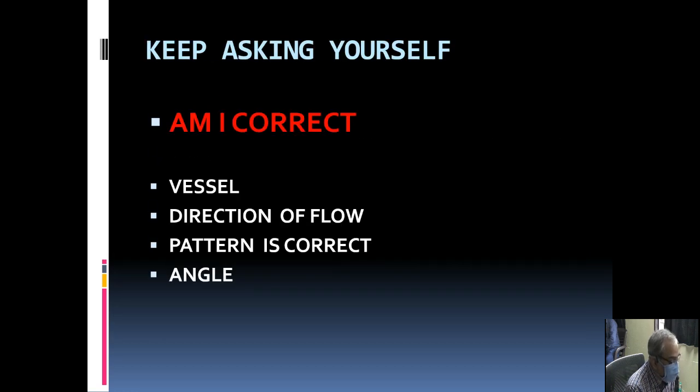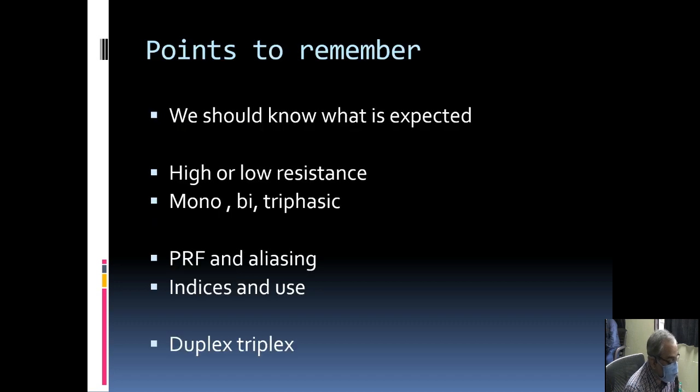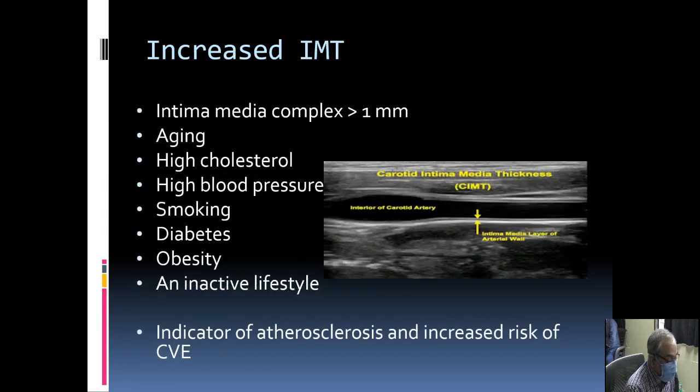So these are the settings we have considered. While doing carotid or peripheral Doppler, keep asking yourself, am I correct? Am I correct in identifying the vessel? Am I correct in getting the proper direction of flow? Is this the anticipated direction of flow in this particular situation? Is this pattern correct? And most importantly, is my angle correct whenever you are seeing a stenosis or narrowing.